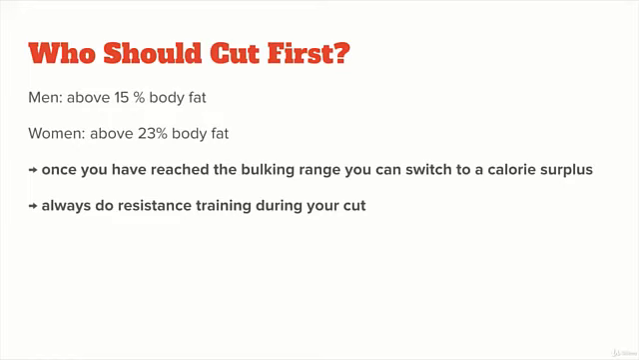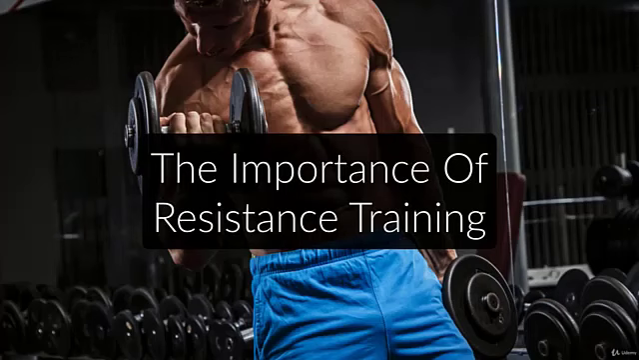Once you have reached the ideal body fat percentage for bulking, you can then transition and switch to a calorie surplus. Of course, you always want to do resistance training during the entire process. Some people think that if they need to cut first, that means they should also hold off on the resistance training and make no attempt at building muscle until it's time for them to start bulking. That's nonsense. Not just because resistance training is necessary to maintain muscle when you're cutting, but also because many beginners can actually build muscle and lose fat at the same time.